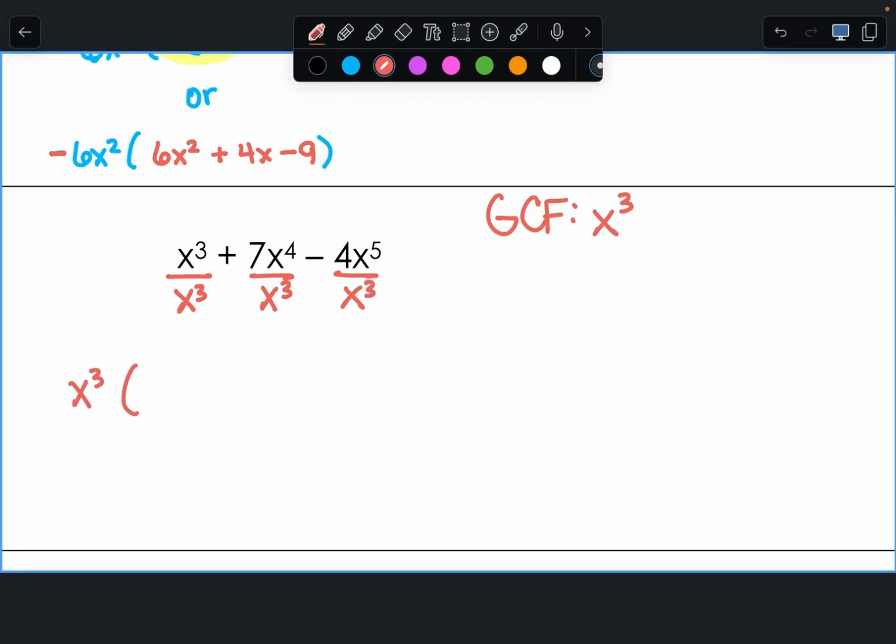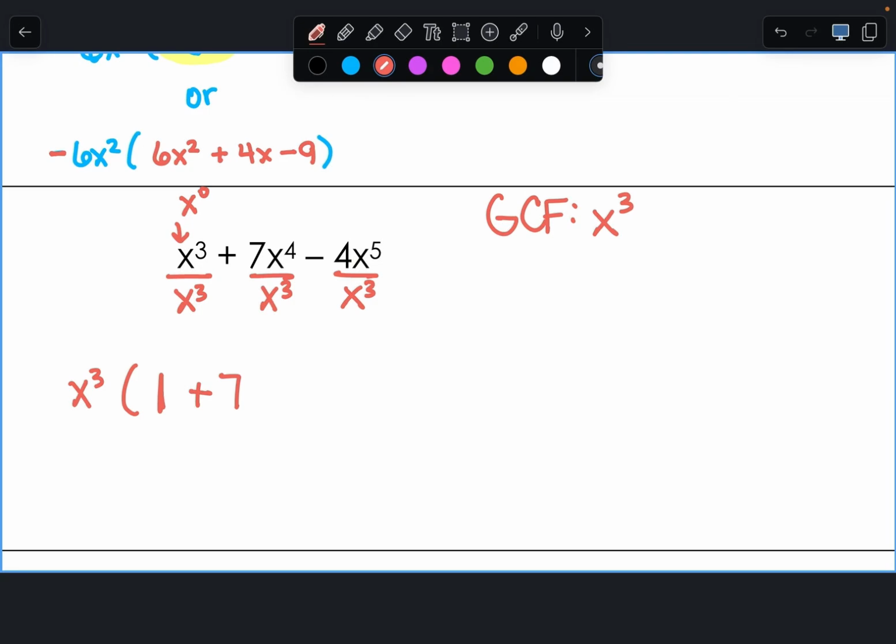X cubed divided by x cubed is 1. Bring down your 7. You're dividing the same thing into itself. 3 minus 3 is 0, and anything to the power of 0 is 1. All right. Bring down the 7.